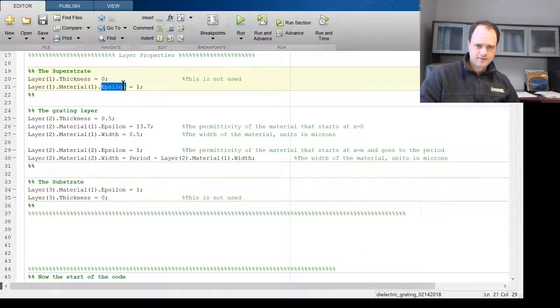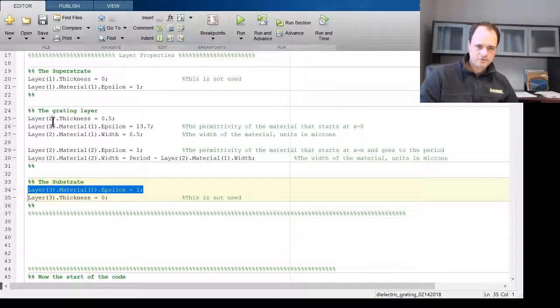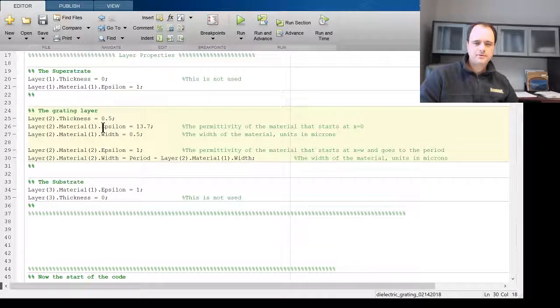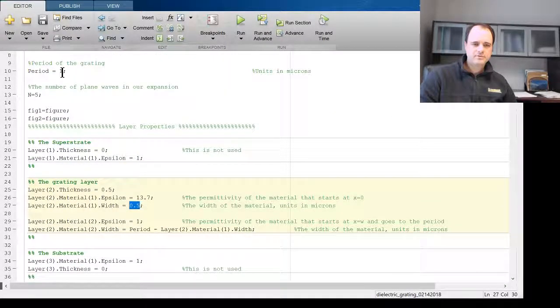But we define the epsilon. This is epsilon 1. This is epsilon 3. And in the grating layer, we have layer 2. And then we have material 1, material 2. Material 1 will be like silicon, having dielectric constant of 13.7. And it'll be a half micron wide. The period right now I have is 1 micron.